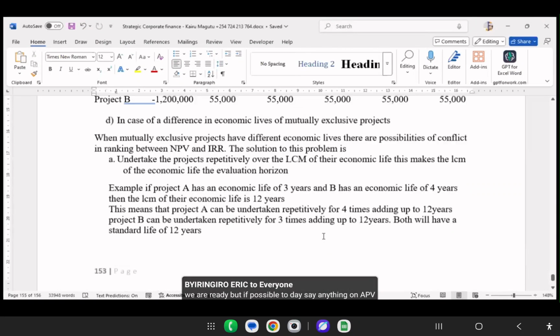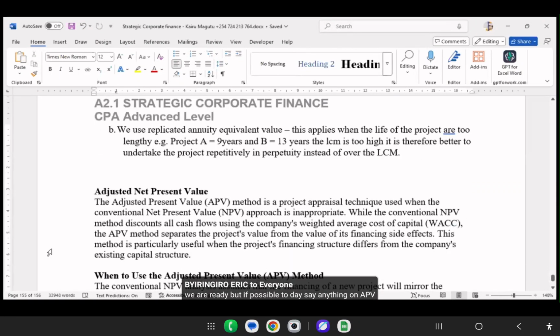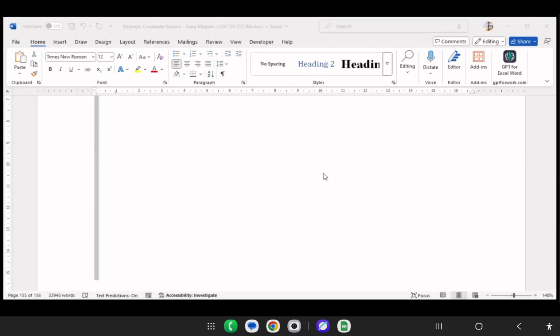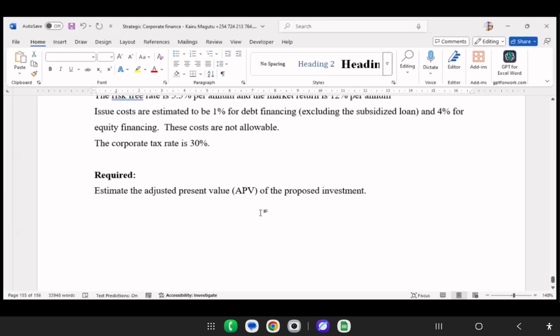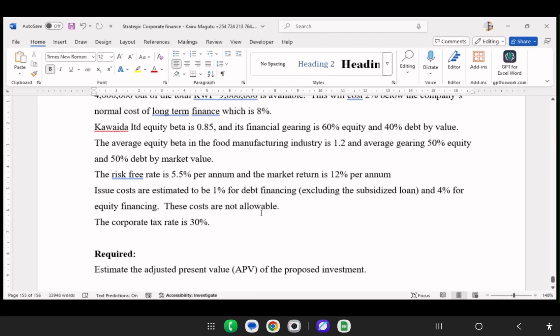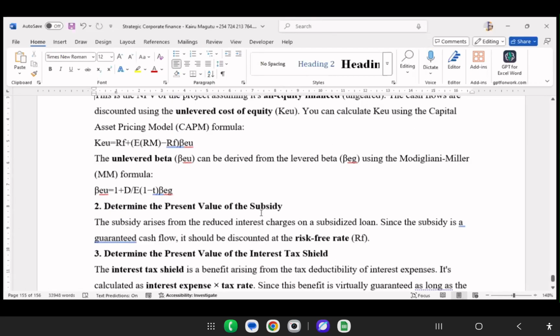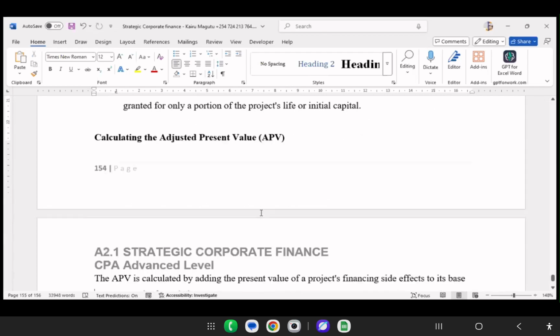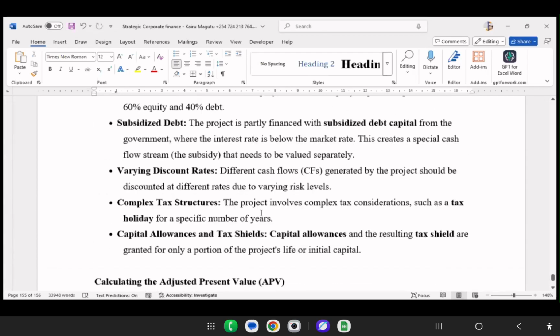Take you through this part. Net present value, the adjusted net present value. The net present value is an area that can equally be tested, and I want us to move through it very fast before we can move to the other things.